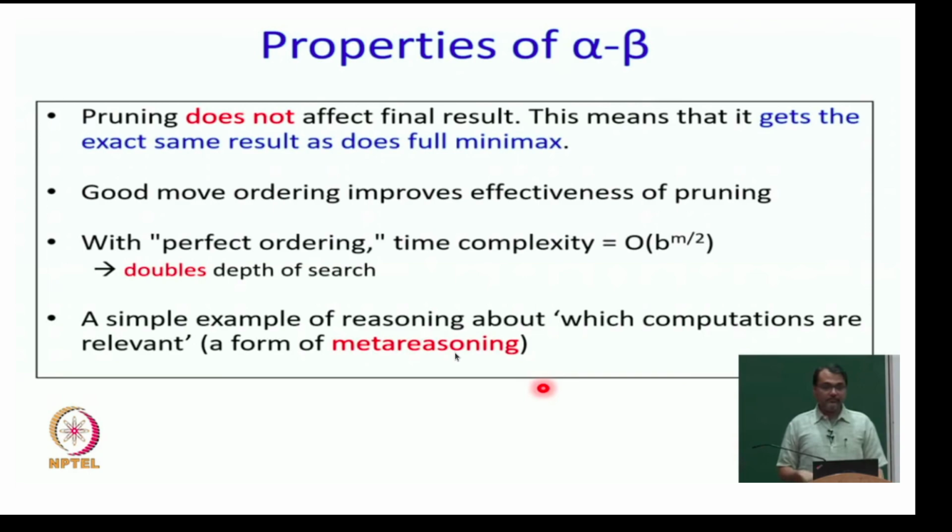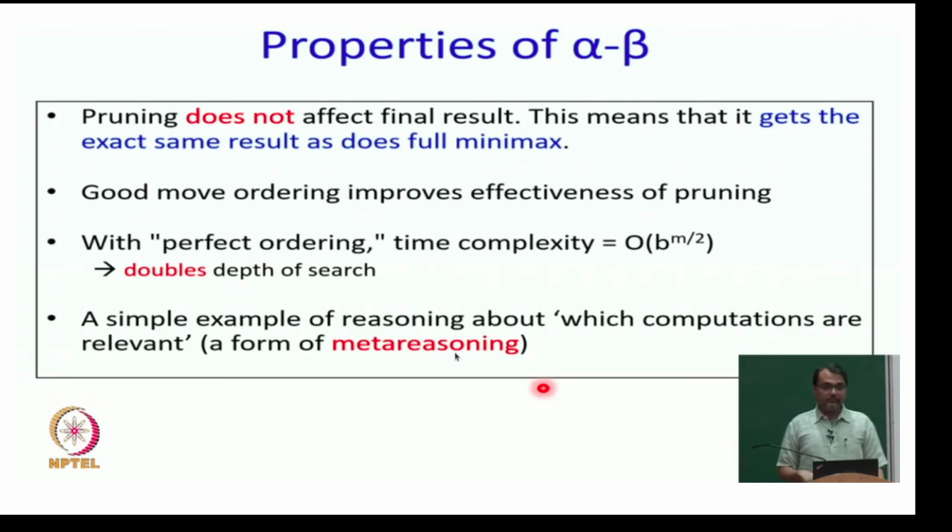Good move ordering improves the effectiveness of the pruning. Pruning will not always work better than minimax. It depends on the situation. If there would be a lot of situations where beta is less than or equal to alpha, then you will do a lot of pruning, then your effectiveness should be high. But there will be situations where not a single case satisfies this condition, and in those scenarios it will be as effective as the minimax algorithm.